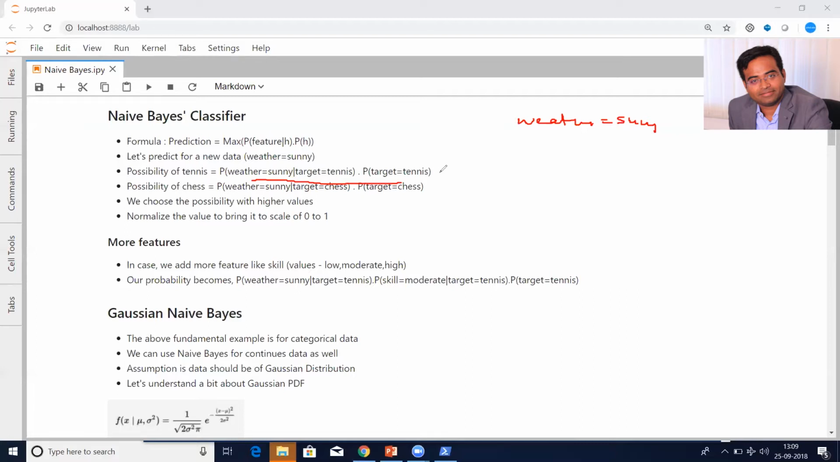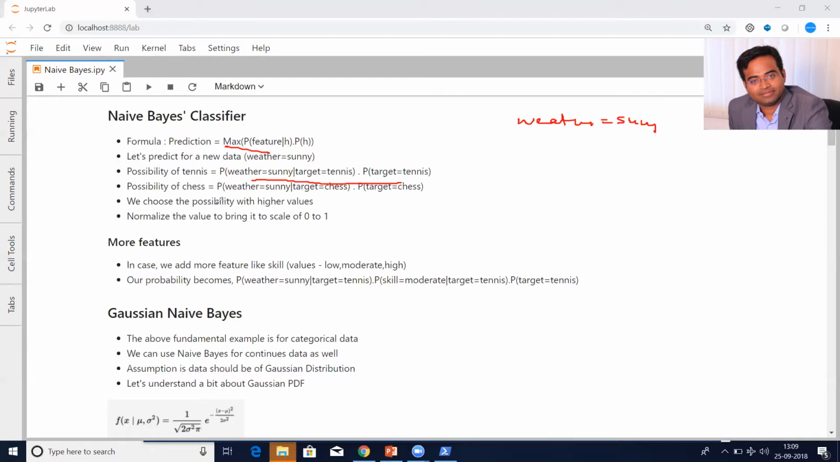Of course, this will not be on the scale of 0 to 1, so you have to normalize this. Possibility of tennis divided by possibility of tennis plus possibility of chess will be the probability of that person playing tennis when weather is sunny. The probability of that person playing chess would be possibility of chess divided by possibility of tennis plus possibility of chess. Whichever is higher, that will be our final verdict. That is what this is saying here. This is our naive Bayes classifier.